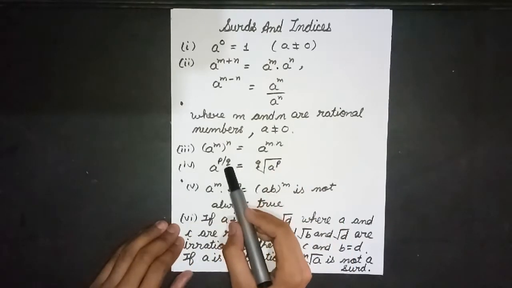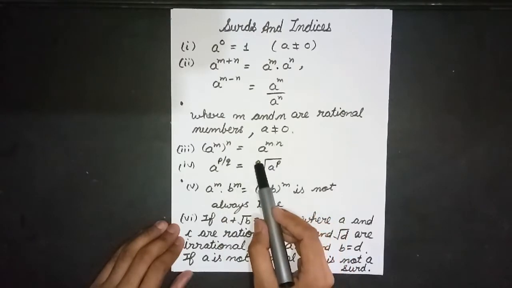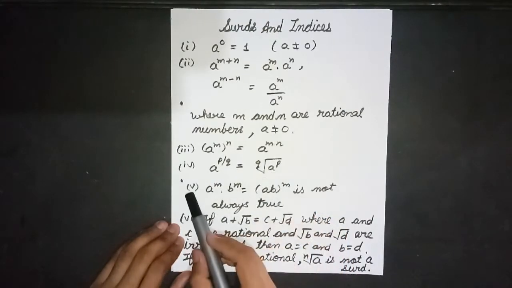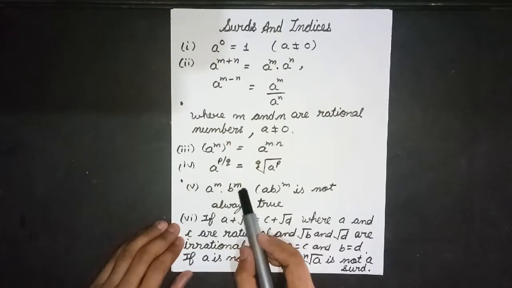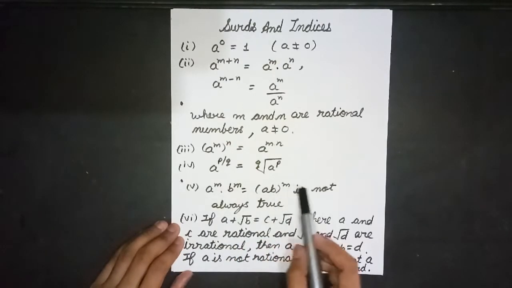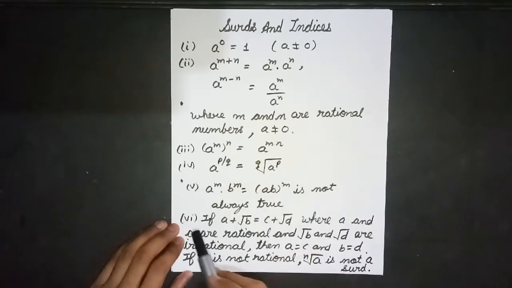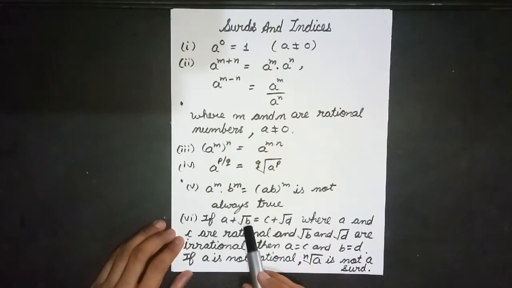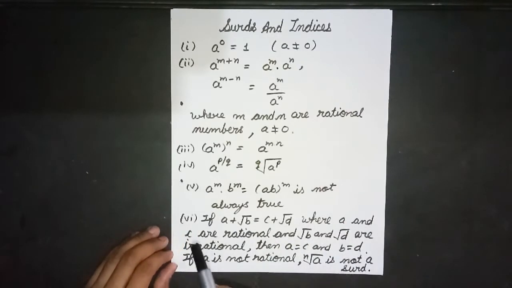Fourth, a raised to power p by q is equal to the q-th root of a raised to power p. Fifth, a raised to power m into b raised to power m is equal to ab raised to power m, is not always true. Sixth, if a plus under root b is equal to c plus under root d, where a and c are rational and under root b and under root d are irrational, then a is equal to c and b is equal to d.